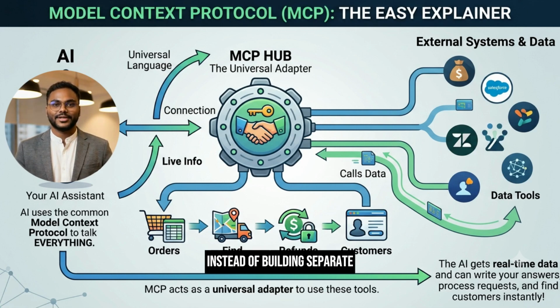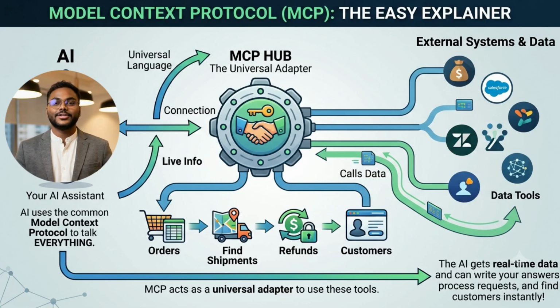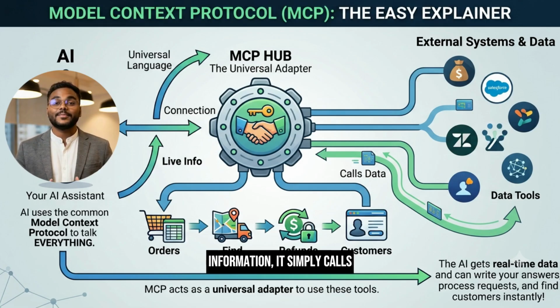Instead of building separate integrations for every application, the AI communicates with an MCP server. The MCP server exposes different tools like get orders, check shipment, process refund, read customer information. Whenever the AI needs information, it simply calls the appropriate tool. MCP executes the request, fetches the data, and sends the response back. The AI then uses that information to generate its final answer. So instead of memorizing everything, the AI becomes capable of accessing live business data.